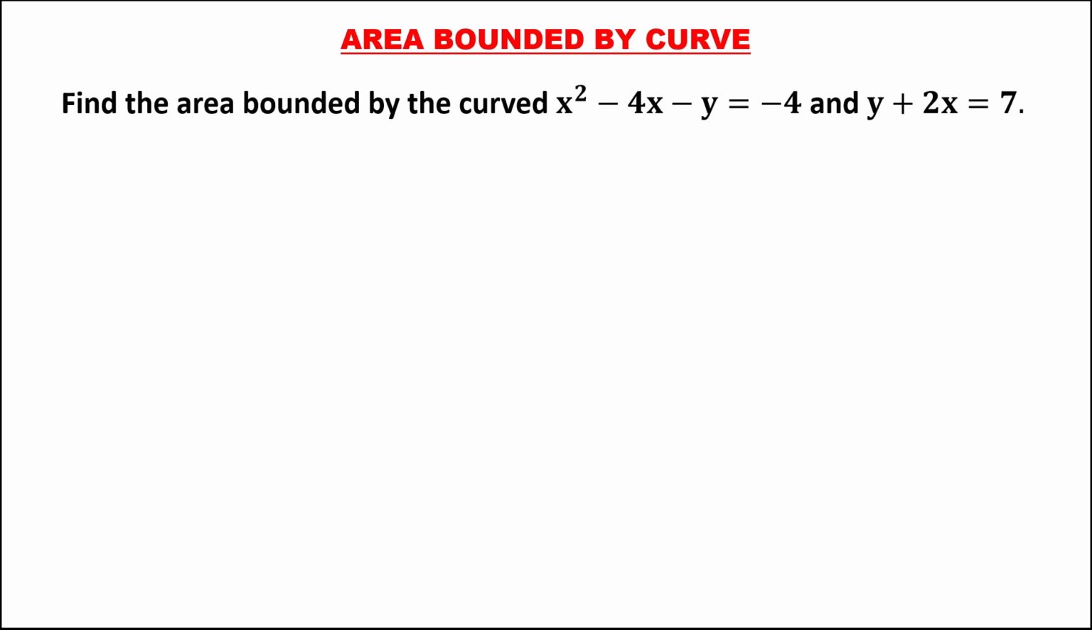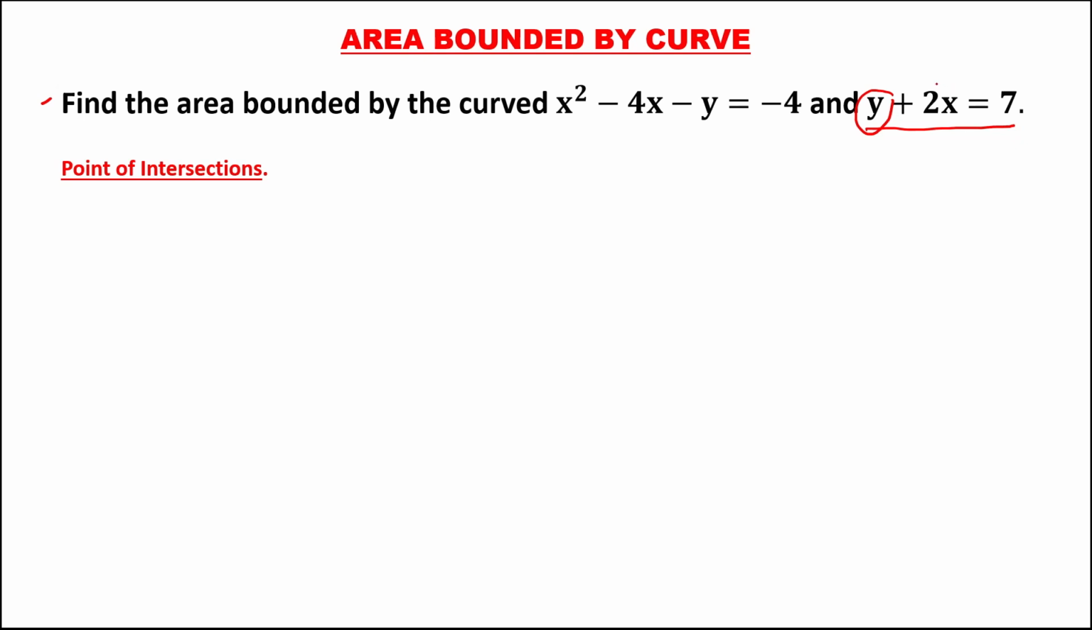So for this problem, to find the area bounded by the curve, from this given, first we need to find the points of intersection. Using the substitution method with this equation, we need to isolate one variable, and always choose the variable that has no number. Since y is the variable that has no number, we need to isolate y.